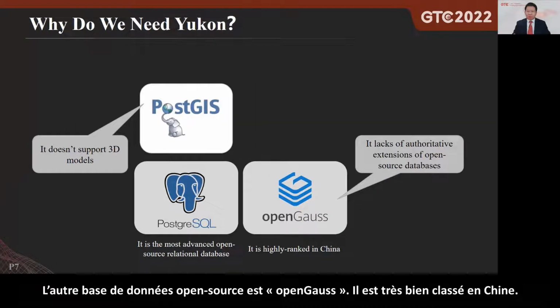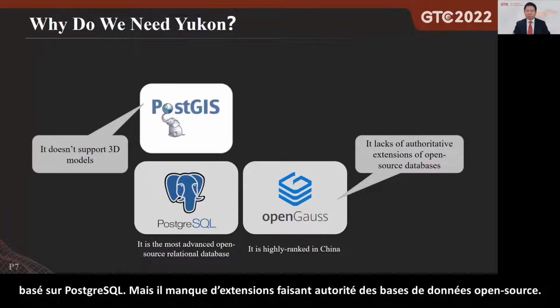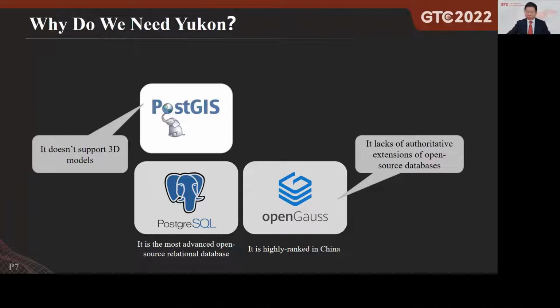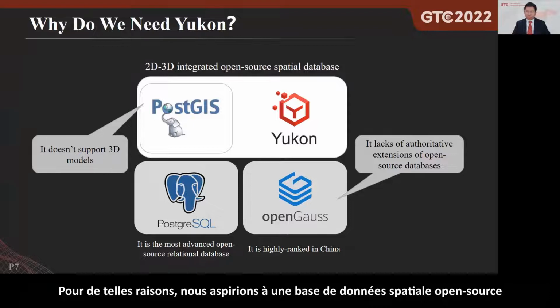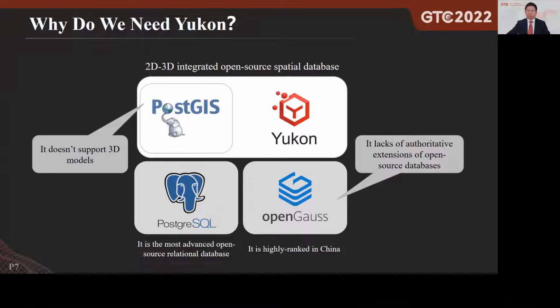The other open source database is OpenGauss. It is highly ranked in China. It became the top 1 in May this year. It is mainly developed by Huawei and customized based on PostgreSQL, but it lacks alternative extensions of open source databases. For such reasons, we launched an open source spatial database, which is much stronger than PostGIS. In the meanwhile, it supports 2D and 3D integration.